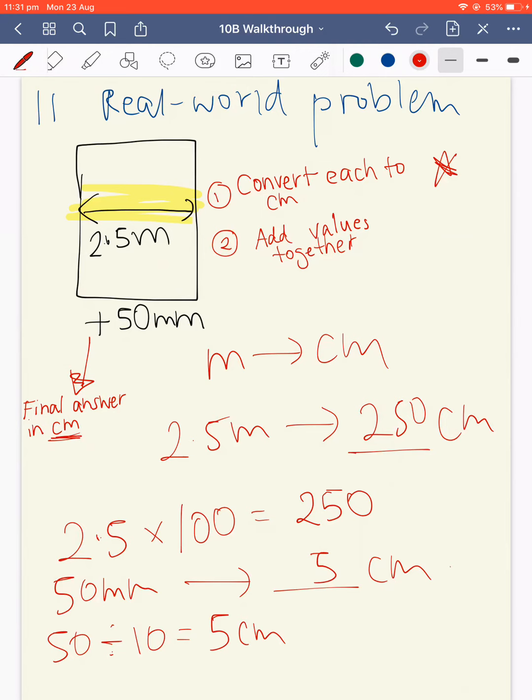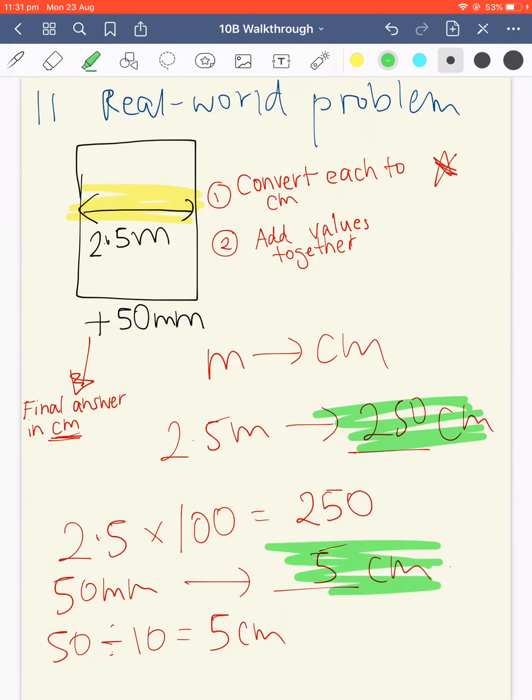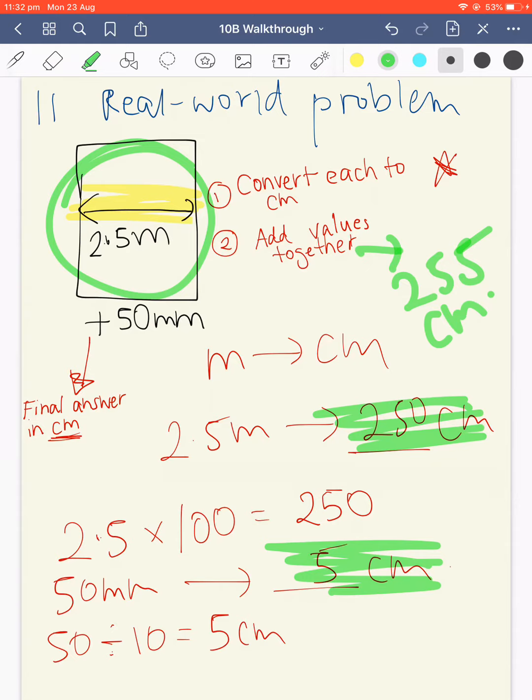Okay, now I need to be adding these two numbers together. So 250 centimeters and 5 centimeters. So my total width now will actually be 255 centimeters. And you are done, gents.